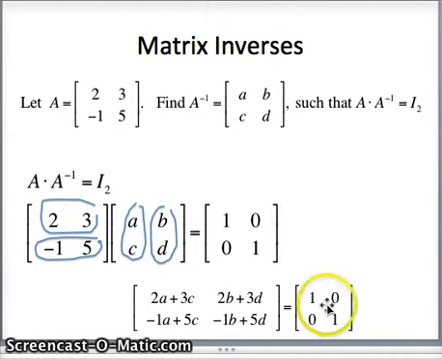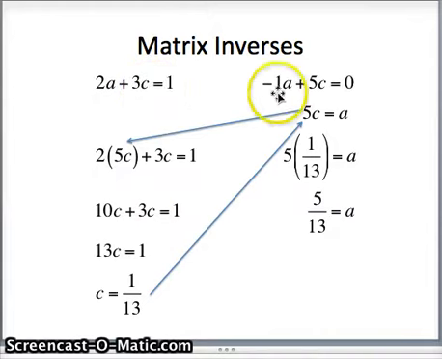So 2A plus 3C will be 1, -1A plus 5C will be 0. We're going to solve that system of equations first. I've decided to solve this with substitution. Let's solve for A. Adding A to both sides, I get 5C is A. I replace that A with 5C. So instead of 2A, I have 2 times 5C, plus 3C is 1. 10C plus 3C is 1. 13C is 1, and C is 1/13.